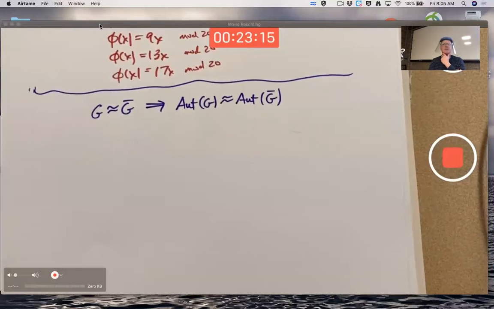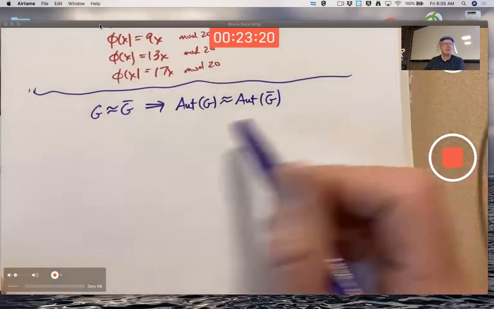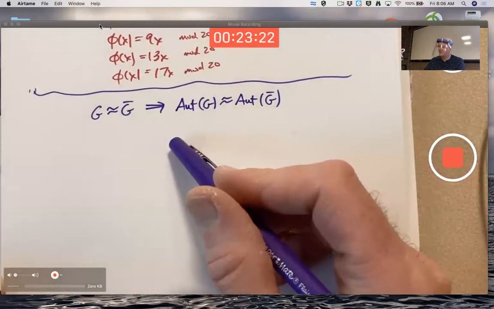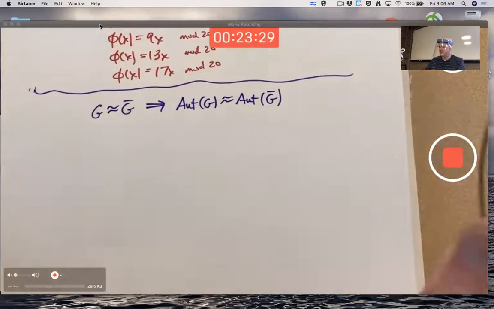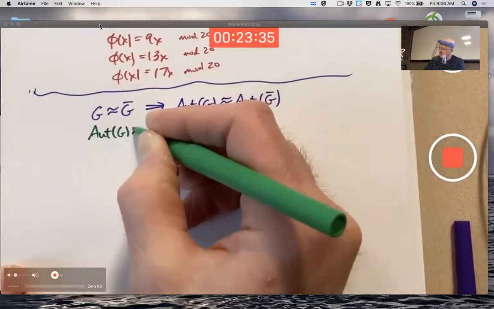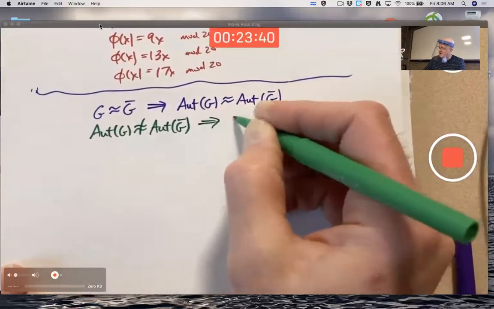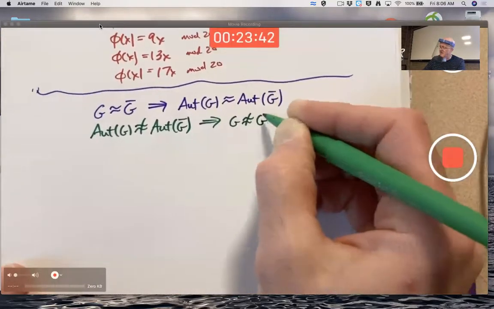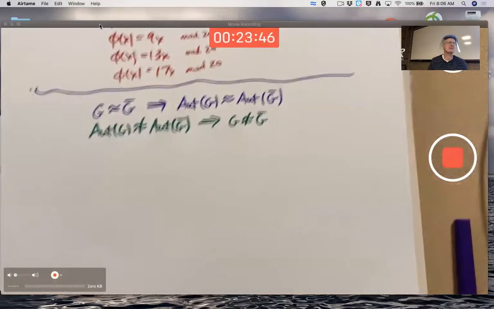It's an important fact. And remember, it also means the contrapositive of this is true, because anytime an implication is true, the contrapositive is always also true because they're logically equivalent. The contrapositive says if Aut G is not isomorphic to Aut G bar, that implies G is not isomorphic to G bar. And you might say the contrapositive is more important as far as applying this to studying groups.